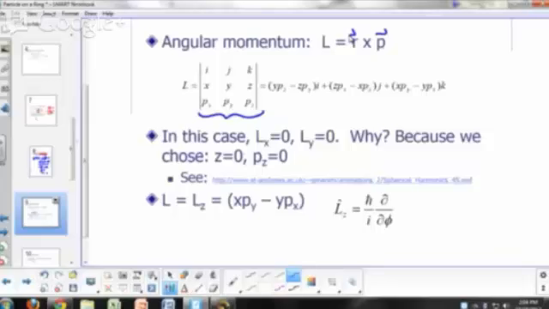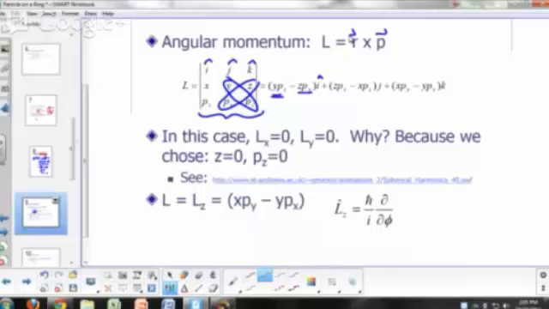Anyway, when you expand this determinant, this is i, j, and k, the unit vectors along the x, y, and z axis. This is a 3 by 3 determinant. You multiply y and pz, that's y pz, subtract z times py. That would be the x component. You multiply that by the unit vector along the x-axis.